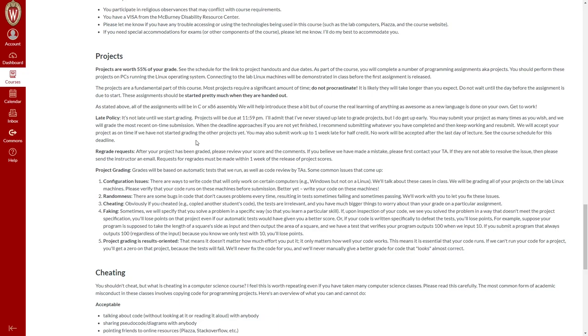We'll grade the most recent on-time submission, on-time being before we actually start grading, even though there's technically a due date listed on Canvas at 11:59. If we've started grading, then it's late. And you can submit work up to 1 week late for half credit, but after that, we will not accept the assignment, and no work will be accepted after the last day of lecture. That'll be on the schedule when we get closer. So yeah, the very last project will not have the opportunity to turn in late.